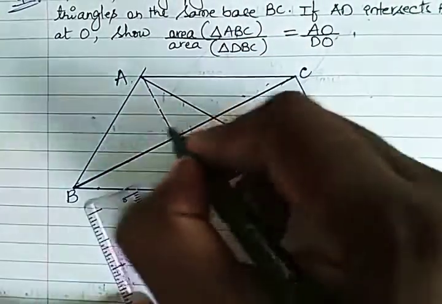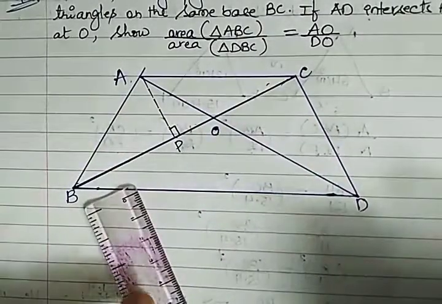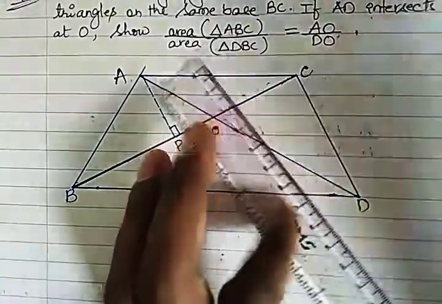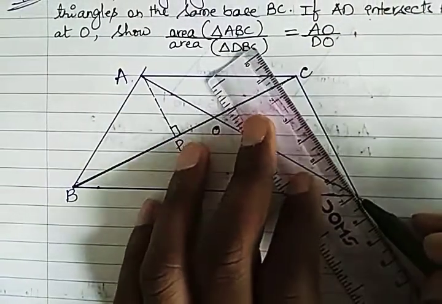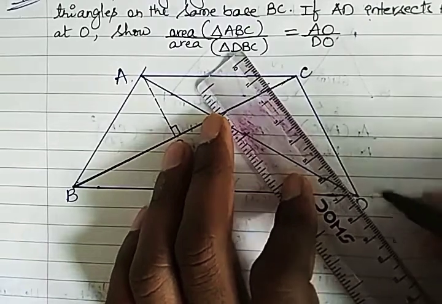So this is a perpendicular AP. We'll name the foot P. And on BC, from D also we'll draw a perpendicular. Here I'll draw like this.